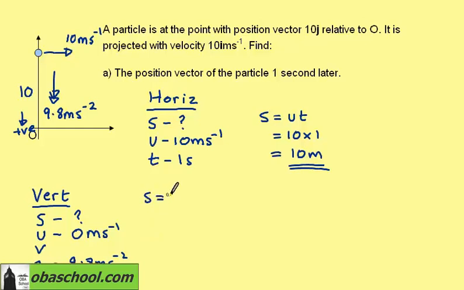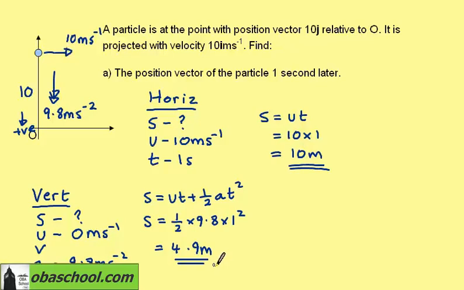We can use S equals ut plus a half at squared. S is going to be 0 plus a half times the acceleration times the time squared, and this gives us 4.9 meters. This 4.9 represents the distance fallen. It started 10 meters above the ground, so it will now be 5.1 meters above the ground.